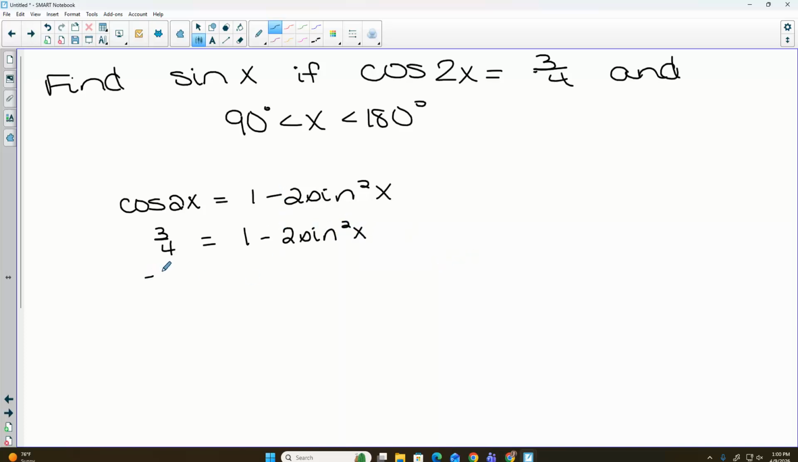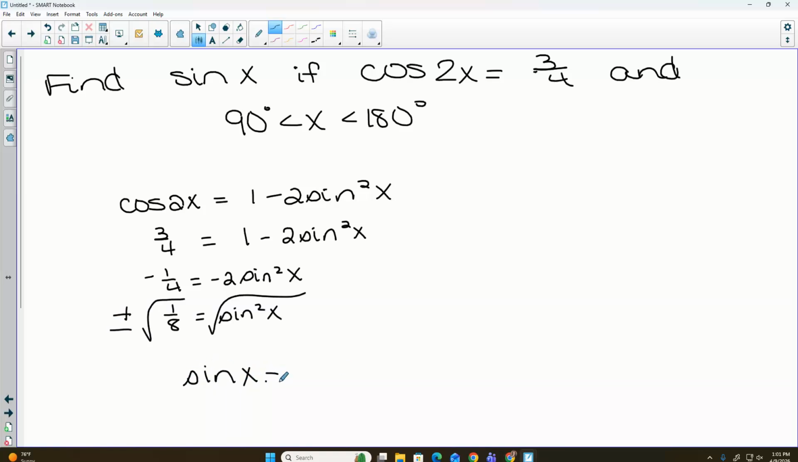So if I subtract 1, divide by 2. To get rid of a square, and with that, plus and minus, how do I know if it's plus or minus? If I'm between 90 and 180, that is quadrant 2. And in quadrant 2, sine is positive.